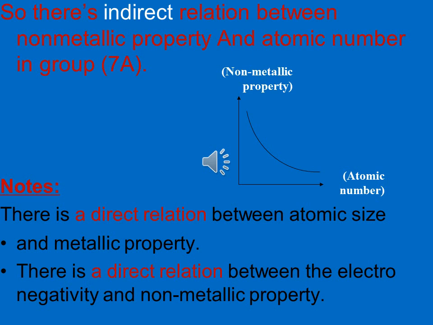Then we have two friends and two friends. The first two friends are atomic size and metallic property. They increase together and decrease together. The other two friends are electronegativity and the non-metallic property. They are increasing together and decreasing together.